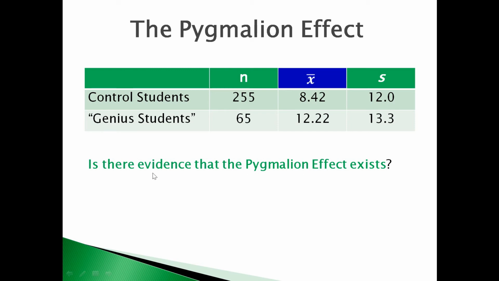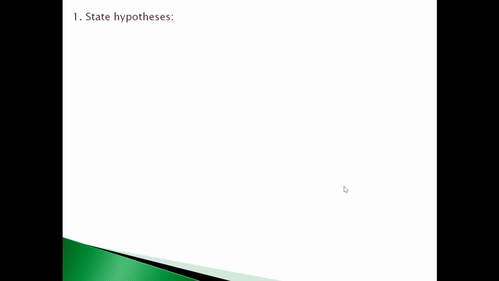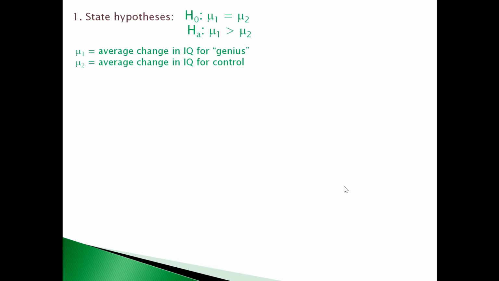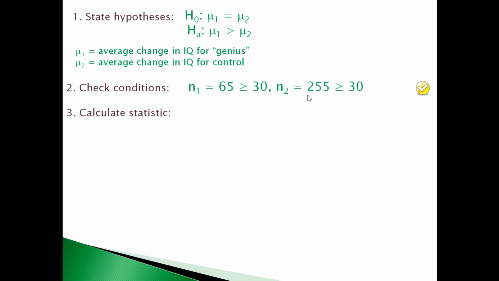So since I need to find evidence, I need to perform the hypothesis testing steps. First we need to state the hypotheses. The null will say that there is no difference; both averages are equal. The alternative will say that the average of the genius group is larger than the average of the controlled group. Then we need to check the conditions. Both groups are larger than 30, so I can go ahead and use my formula.